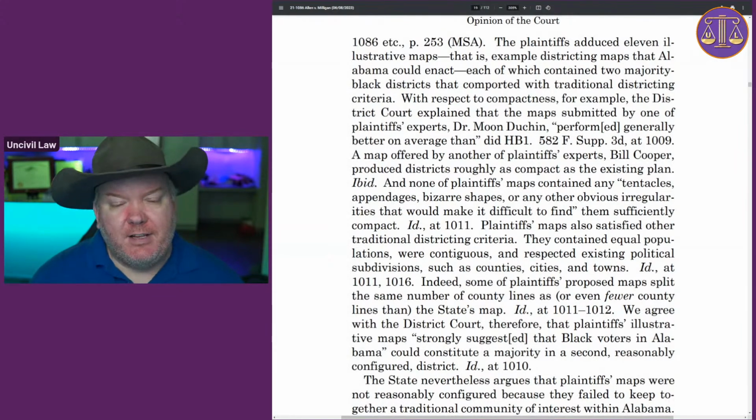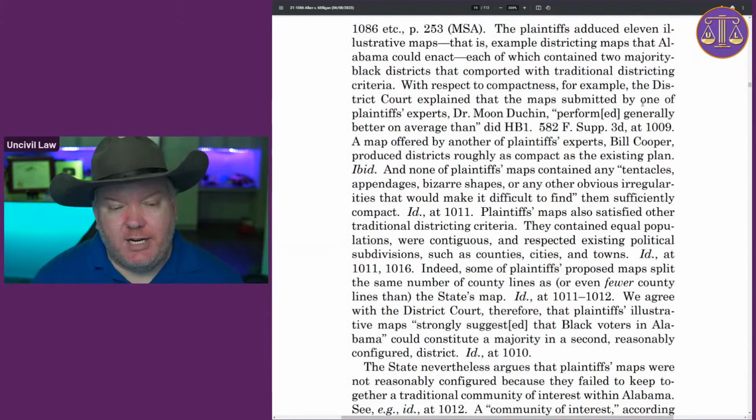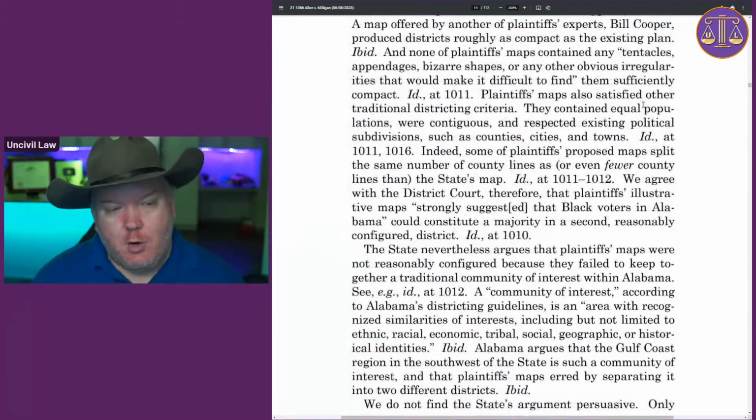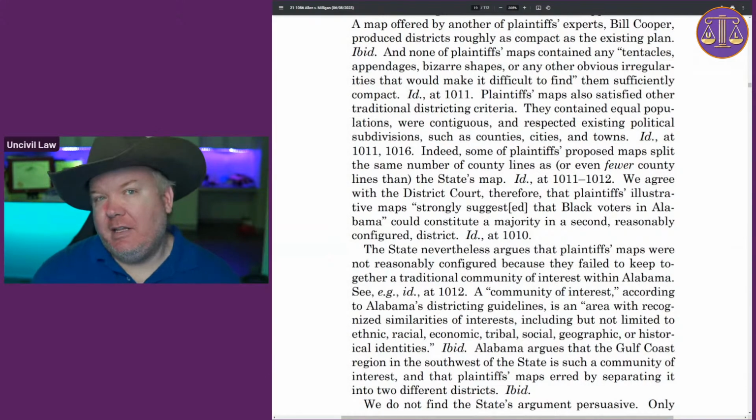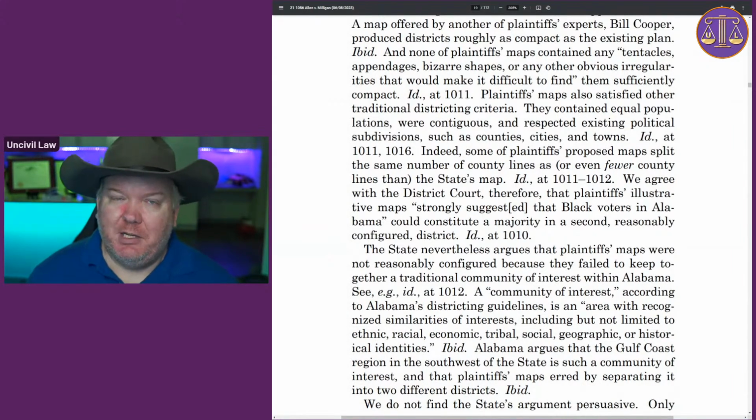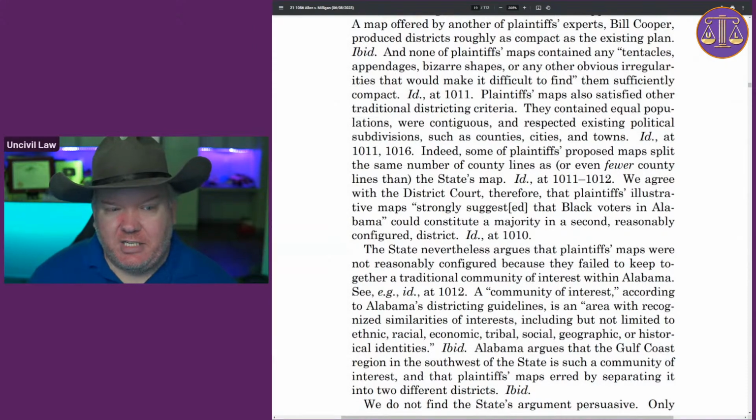Plaintiff's maps also satisfy other traditional criteria. They contain equal populations. That's good. They're contiguous. Very good. And they respect existing political subdivisions such as counties, cities, and towns. Some people like that kind of thing. So they will tend to try to draw lines to respect other existing political boundaries where possible. So that is something legislatures often do.